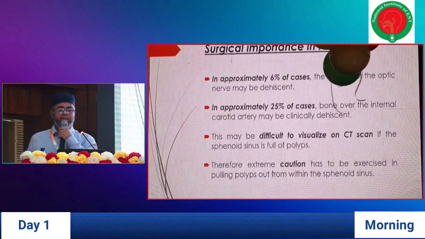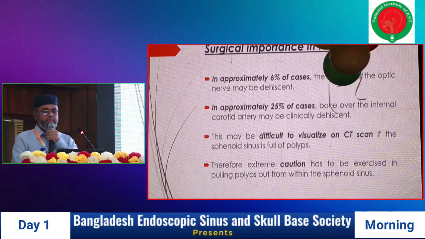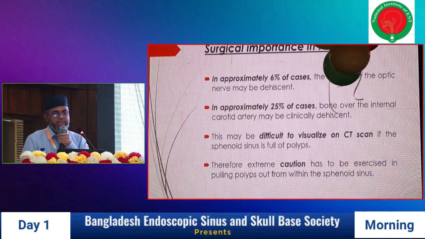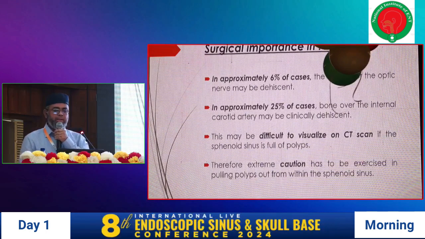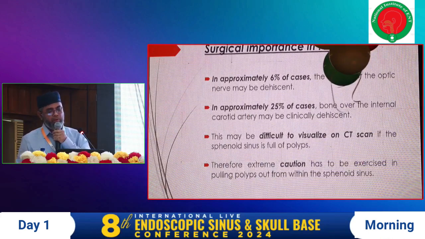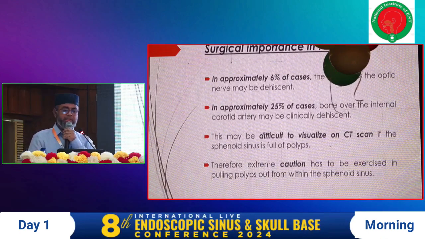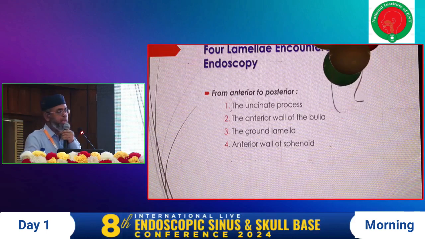Surgical importance in functional endoscopic sinus surgery. In approximately 6% of cases, the bone over the optic nerve may be dehiscent. In approximately 25% of cases, bone over the internal carotid artery may be clinically dehiscent. This may be difficult to visualize on CT scan if the sphenoid sinus is full of polyps. Therefore, extreme caution has to be exercised in pulling polyps out from within the sphenoid sinus.